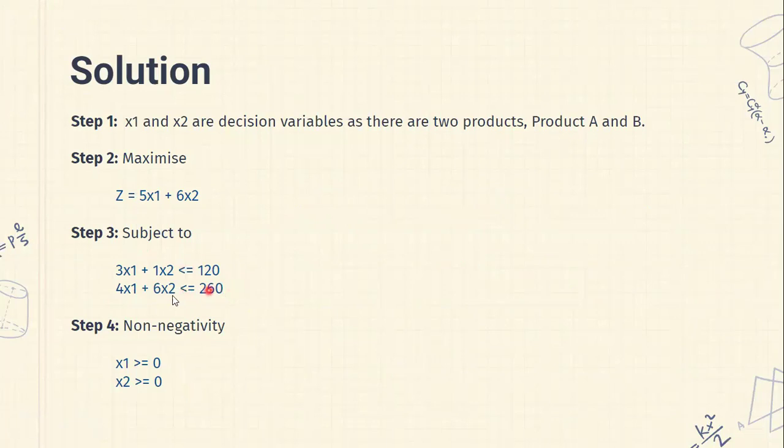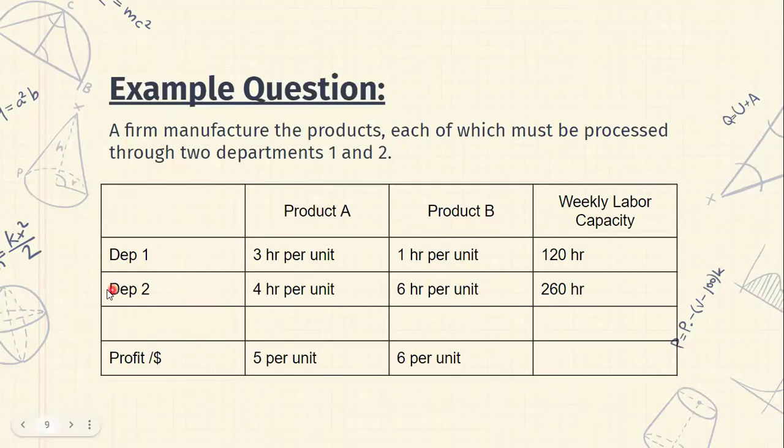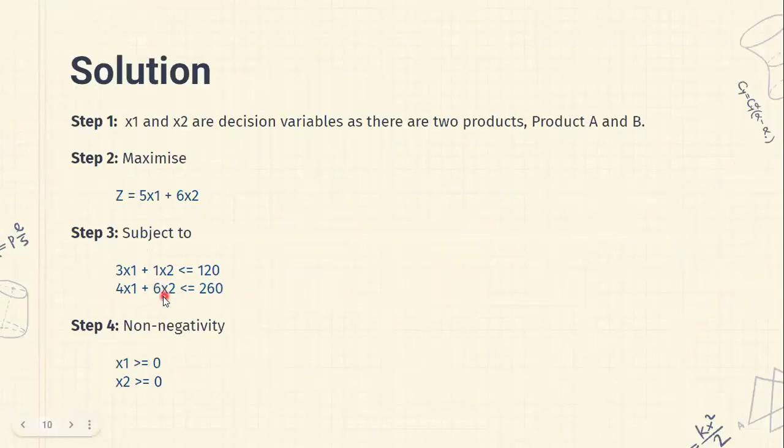Now, for the next equation, it's exactly the same thing; we will look at Department 2. 4 hours per unit for product A and 6 hours per unit for product B. And the total weekly labor capacity is 260 hours and it cannot exceed this, right? So it will be 4x1 plus 6x2 is less than or equal to 260. These two equations would help us find our variables x1 and x2, which would lead us to this equation and help us find the profit.